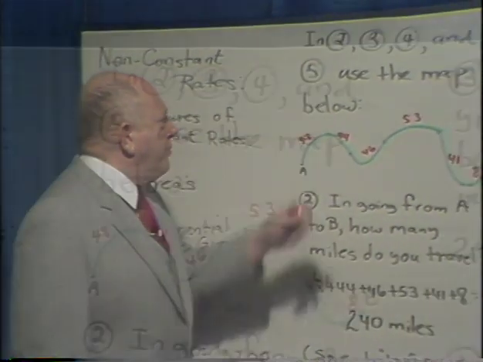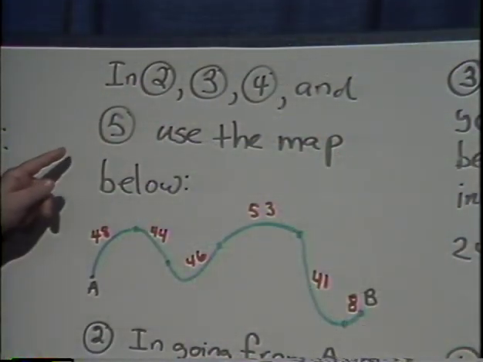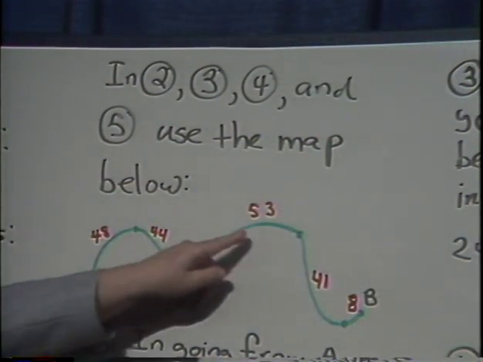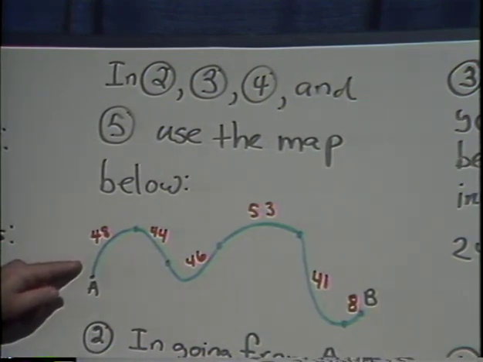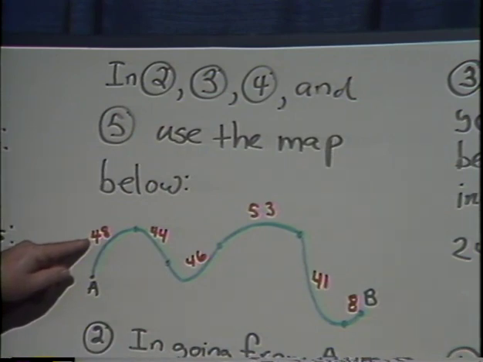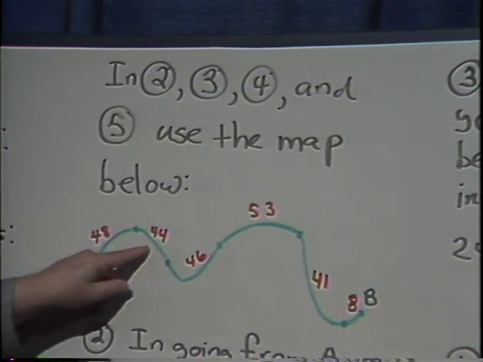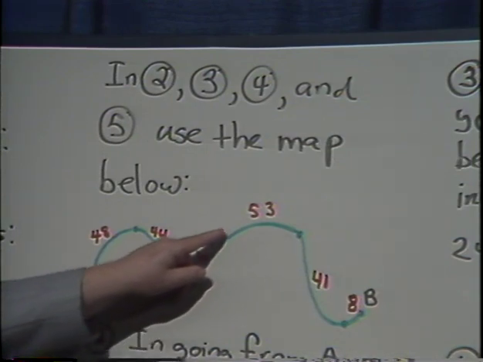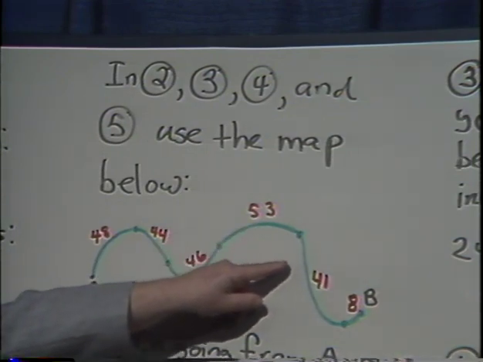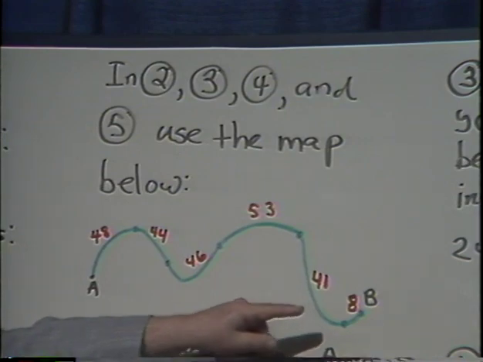In the next 4 examples that I do, in problems 2, 3, 4, and 5, we're going to use the following road map. It's not all that clear. Just jot this down if you're taking notes along with me. The first segment of a trip is 48 miles. The next segment is 44 miles. The next segment is 46 miles. Then there's a 53-mile segment, a 41-mile segment, and an 8-mile segment.